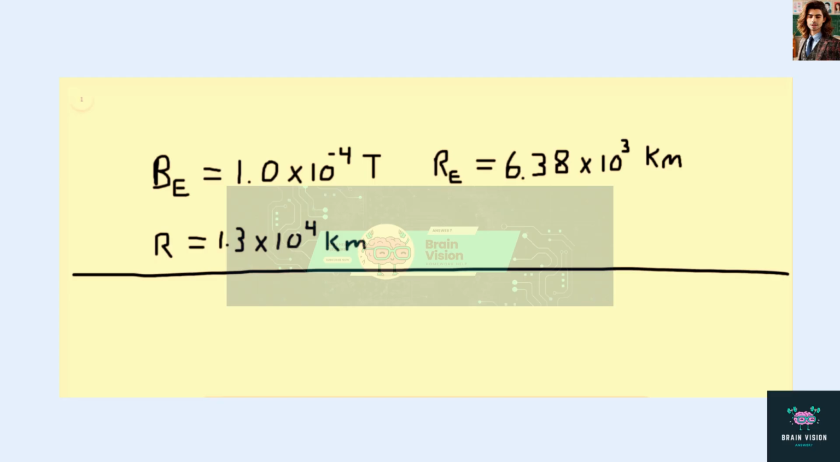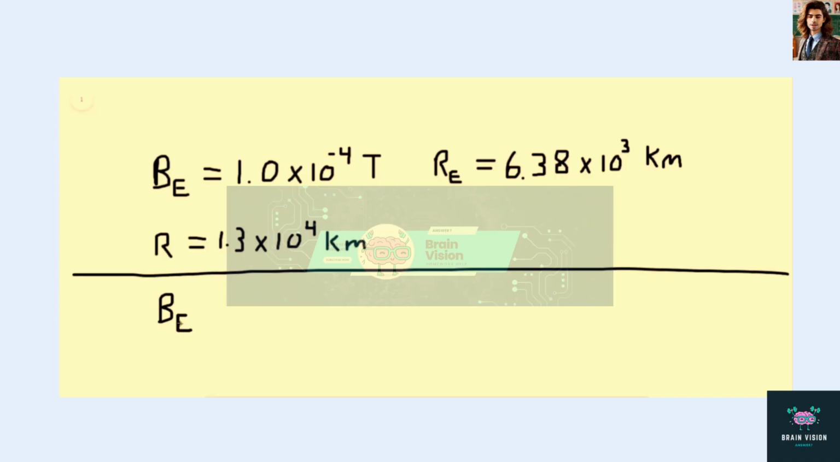Our question says that the magnetic field of the Earth at the Earth's surface, which I call B sub E, is 1.0 times 10 to the minus 4 Tesla. It wants us to figure out what the magnetic field strength will be at a distance r of 13,000 kilometers, or 1.3 times 10 to the fourth kilometers. Another value that I'm going to use is the radius of the Earth, r sub E, which is 6.38 times 10 to the third kilometers.